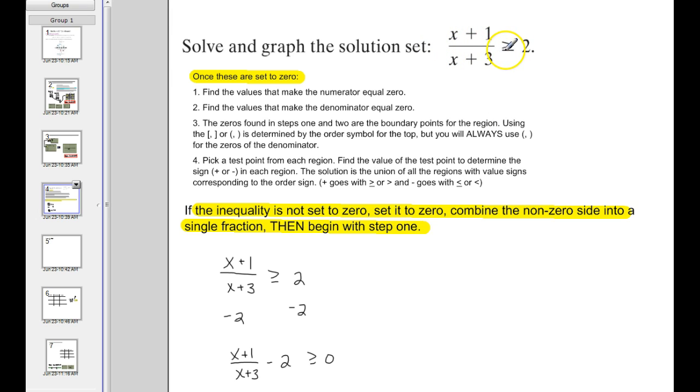What if we have some rational inequalities, meaning we have a polynomial divided by a polynomial, but it's set greater than or equal to, in this case, some order symbol. But then on the other side, it's not 0. It's something other than 0. In this case, it's a 2.